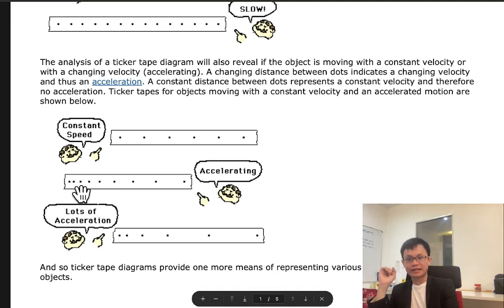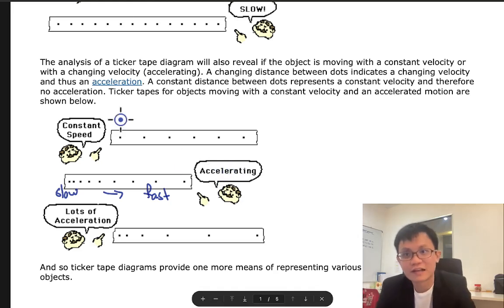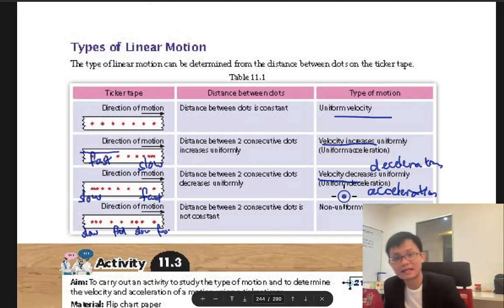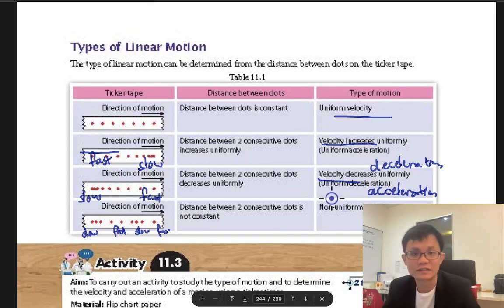This one you can see in the front. In the front it is slow. Here is fast. So slow to fast, it will be acceleration. Let's look at the book again. Slow to fast, that's why I put here acceleration. So velocity increase, not velocity decrease.